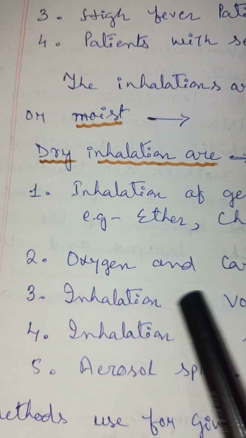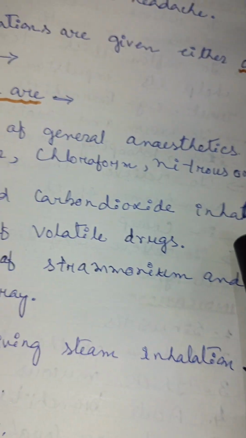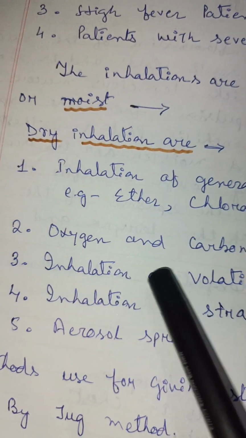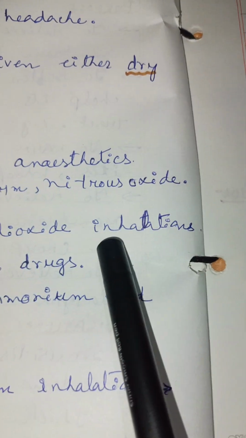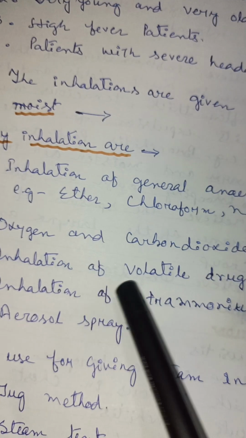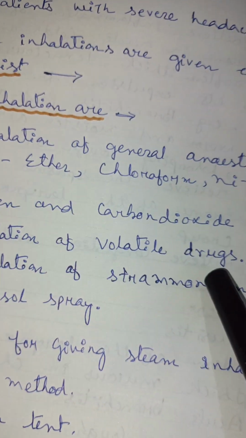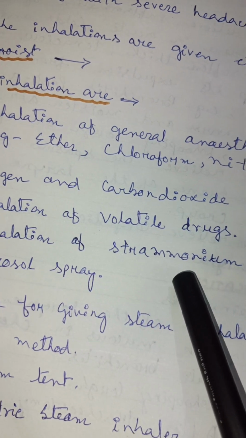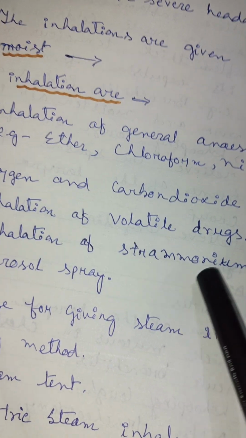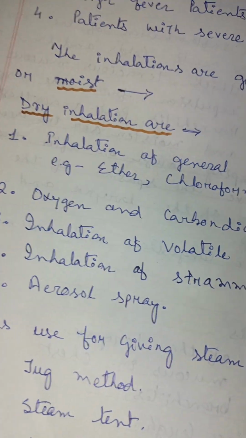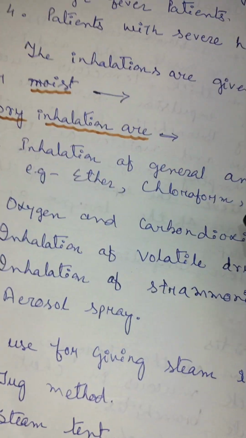Then next, oxygen and carbon dioxide inhalation. We know oxygen is a dry gas, and carbon dioxide and oxygen are also dry gases. So these are dry inhalations. The next is inhalation of volatile drugs. Volatile drugs are also under dry inhalation. Then next, inhalation of stramonium and aerosol spray. These are all examples of dry inhalation.